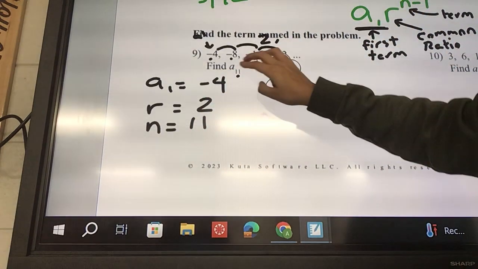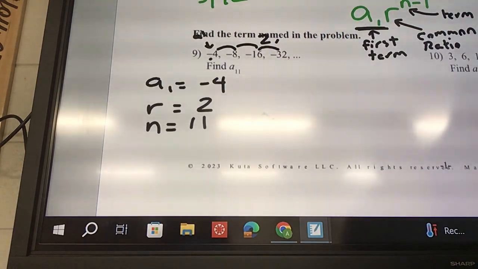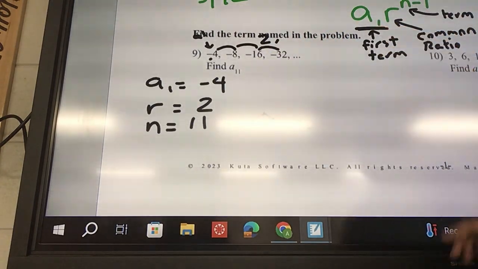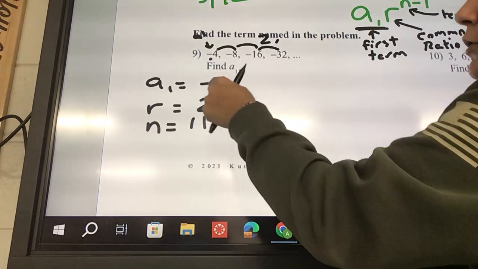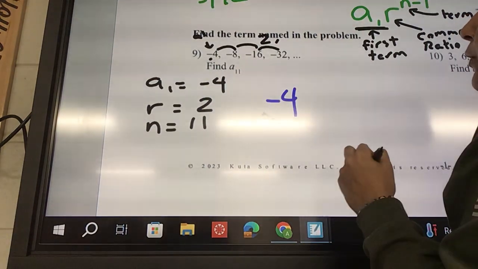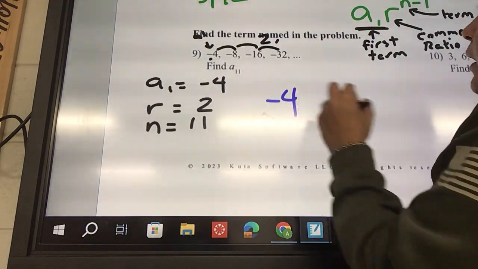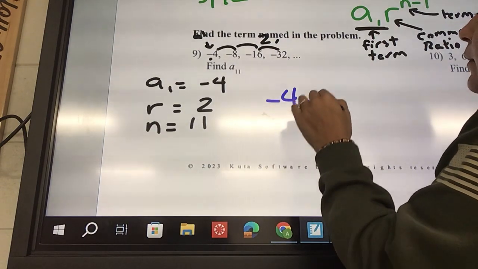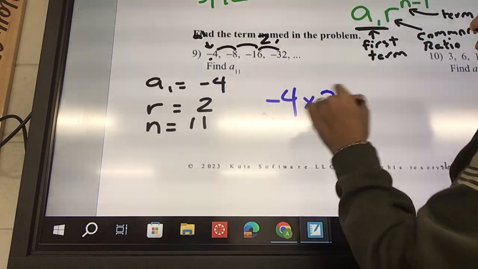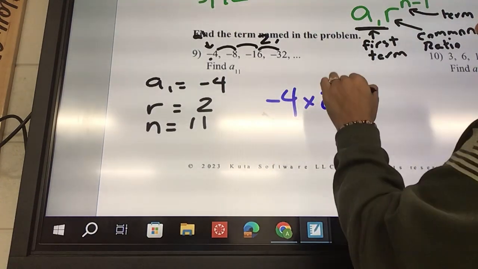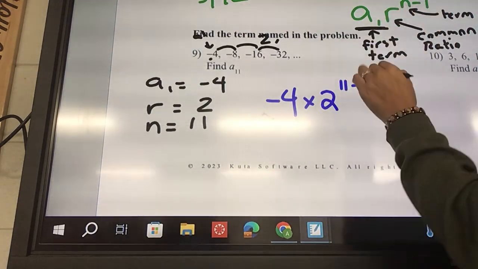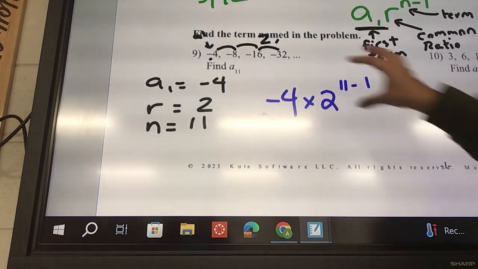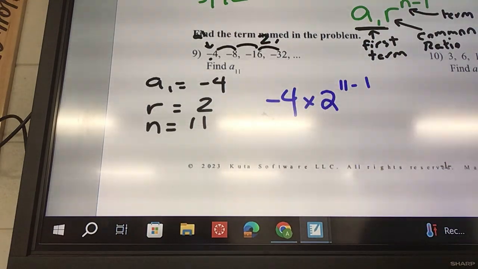Okay, so we're gonna set our problem up. So I got a to the a sub 1, which is negative 4. So it's gonna look like negative 4, okay? My R is gonna be 2, and my N is gonna be 11, and then the minus 1 goes there. Okay, and so this is what it should look like on your calculator, okay? And I'm gonna show you.